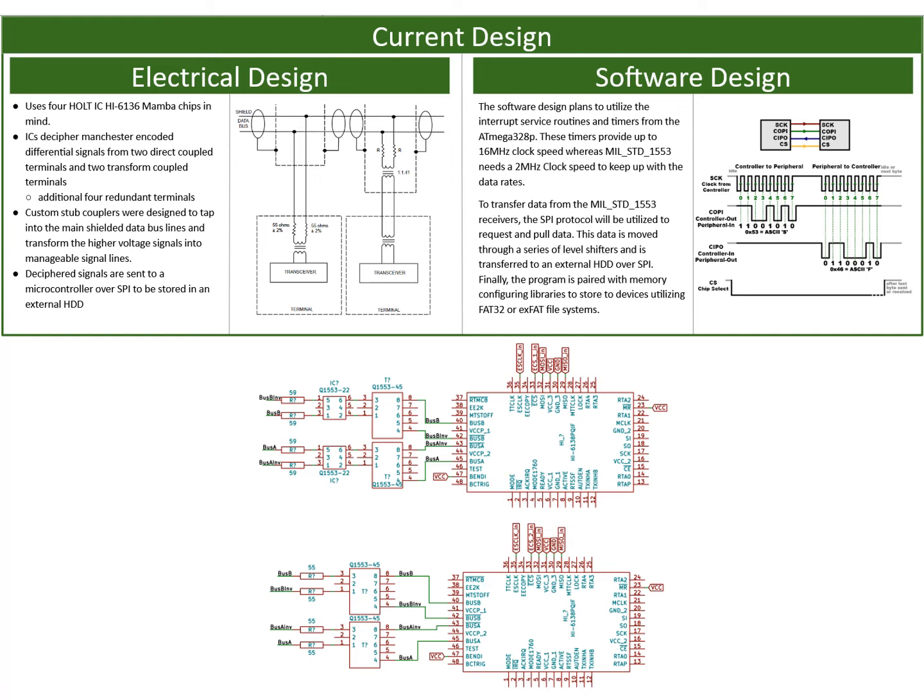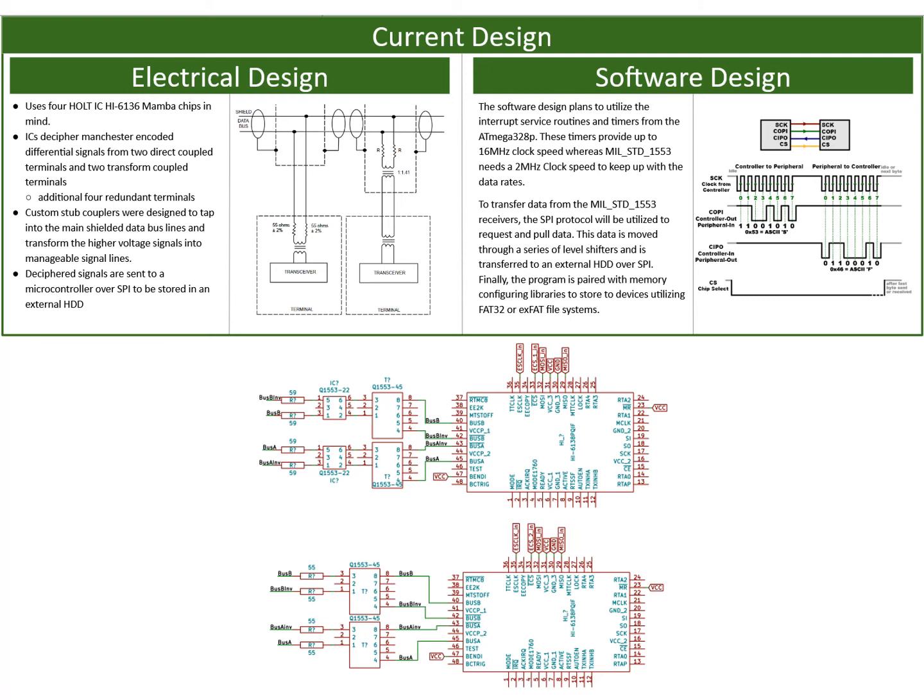So for the electrical design, we have different level shifters, transformers, and chips to receive the data. And for our software design, we have different data access protocols such as SPI and I2C, and we utilize FAT32 or exFAT for the file systems of the external hard drive. Our microcontroller is coded in C and utilizes a 16 MHz clock speed to be 8 times the speed of the actual 1553 protocol clock speed and keep up with the data rates that it provides.